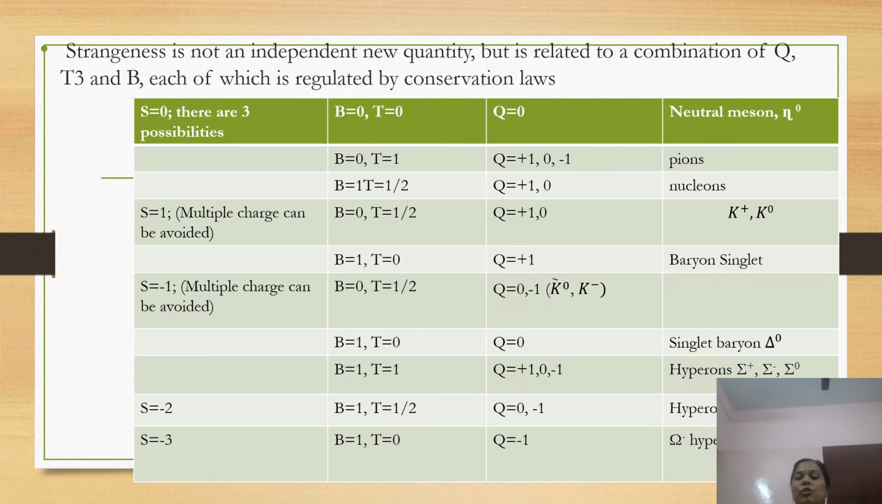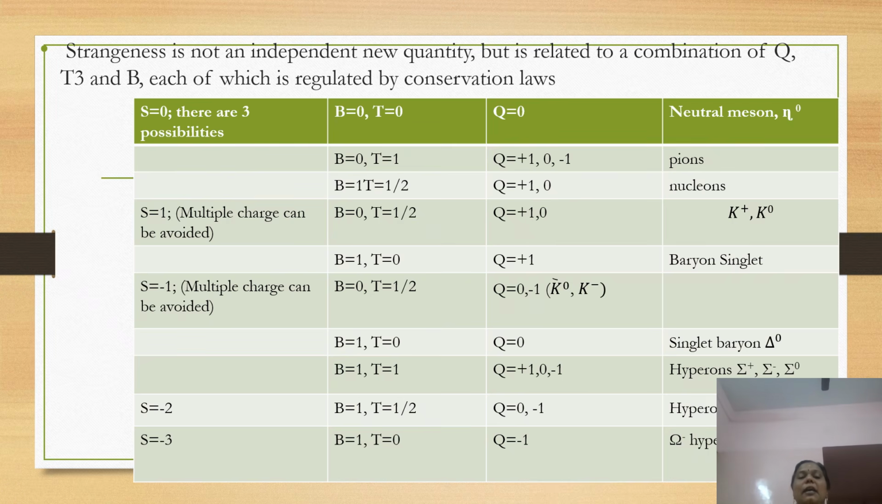By substituting these values, we'll be able to find the values for Q, from which we can identify the elementary particle. If Q is 0, then it should be a neutral meson. If Q is plus 1, it should be a pi plus meson. If Q is 0, then it is a pi naught meson. If Q is minus 1, it is a pi minus meson. Similarly, by substituting B equal to 1 and T equal to half, and calculating the value of Q, the nucleons are identified.